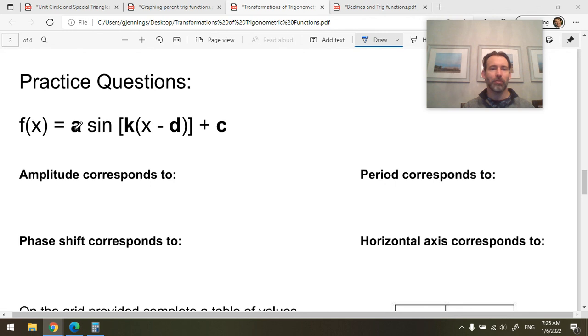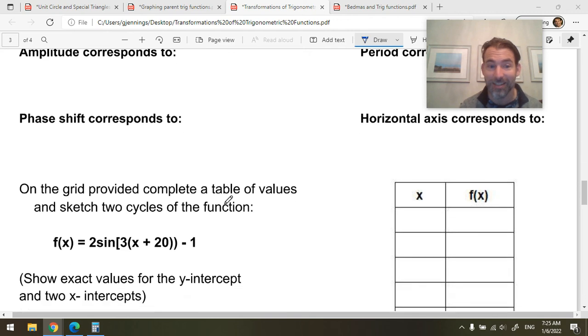I want you to be able to tell me a, k, c, and d. What does amplitude correspond to? What does period correspond to? What does phase shift correspond to? What does the horizontal axis correspond to in terms of transformations? You can expect to see that on the exit ticket.